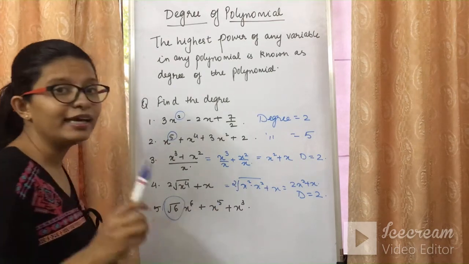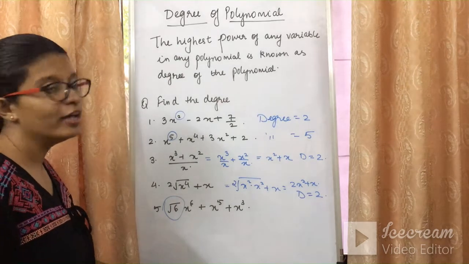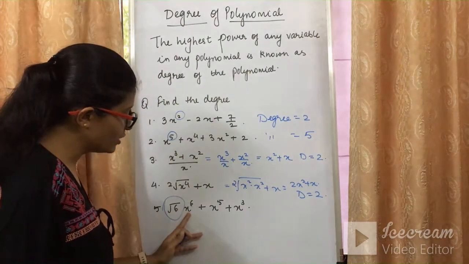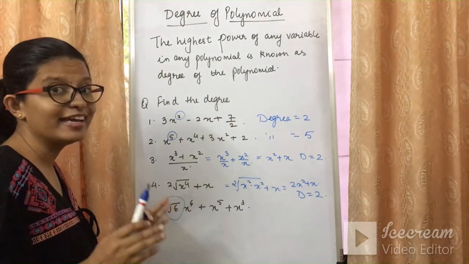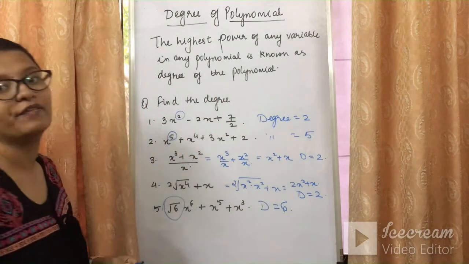So if there is a root on a variable, or a denominator that is a variable, then it makes a difference; otherwise it won't make any difference. So you know that x raised to 6 is the variable which has the highest power as 6. So in this case, the degree will be 6 for the given question.